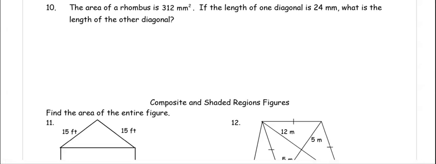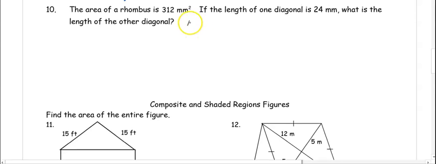In number 10, the area of a rhombus is 312 millimeters squared. If the length of one diagonal is 24 millimeters, what is the length of the other diagonal? So to find the area of the rhombus, it is 1/2 diagonal 1 times diagonal 2. We know the area is 312. We know one diagonal is 24, so we want the other diagonal length.